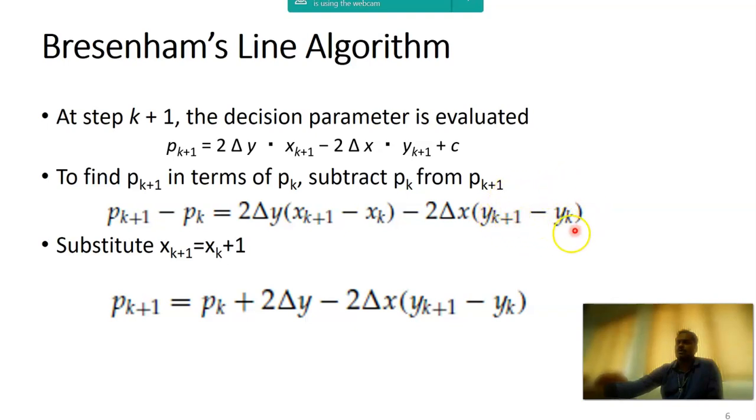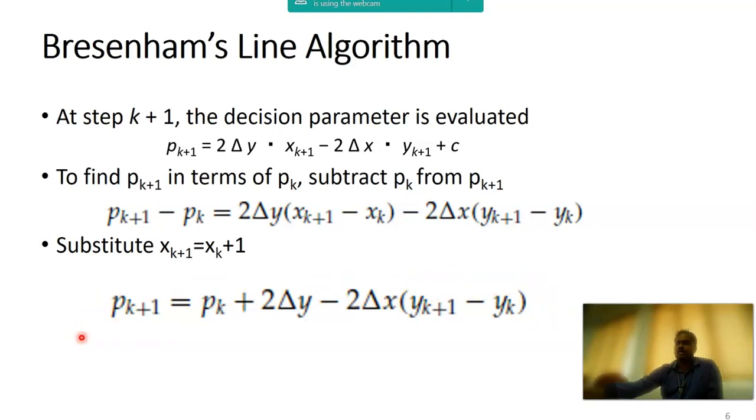So based on the decision, either we will stay in the current position, meaning yk minus yk, so this will become eliminated, or otherwise it will change. The 2 del x will come into the calculations. Substitute xk plus 1 in this portion of xk, so we will get pk plus 1 equals pk plus 2 del y minus 2 del x. In this term xk will be eliminated, so 1 will come, so 2 del y, anything with 1 gives the same thing, 2 del y, minus the rest of the terms. So this is the important equation, the decision parameter pk plus 1.